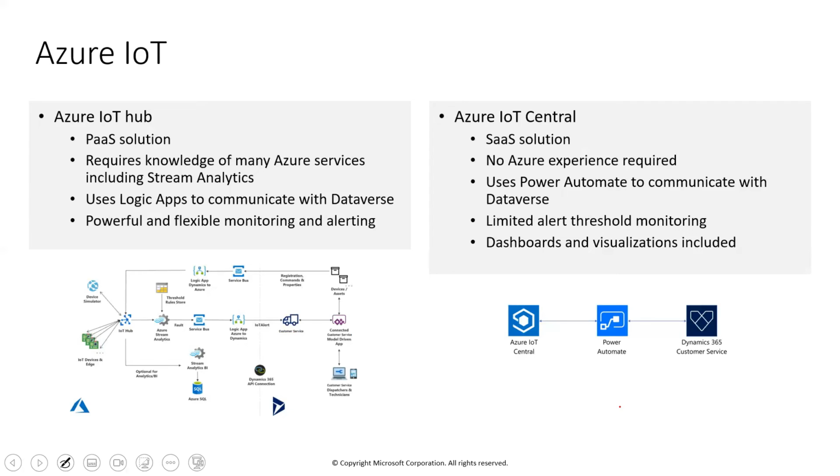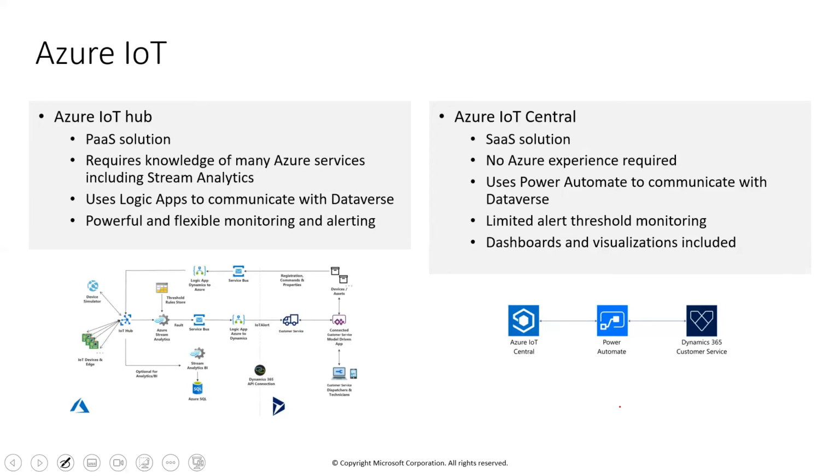Also, it will use my Logic Apps to communicate with my Dataverse. Using the Logic App, it will transfer my specific data towards the IoT alert table of my Dynamics so that we can generate some cases in here. Also, Azure Monitor and the Azure IoT Hub itself give us a very powerful and flexible monitoring system. Using these two services, we can monitor the data very quickly and easily. We have some powerful tools for it. So this is the first solution we can opt for.